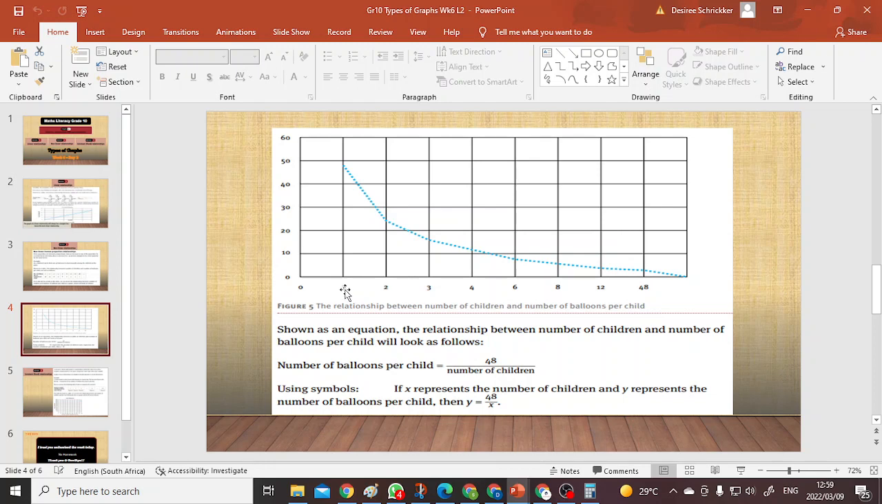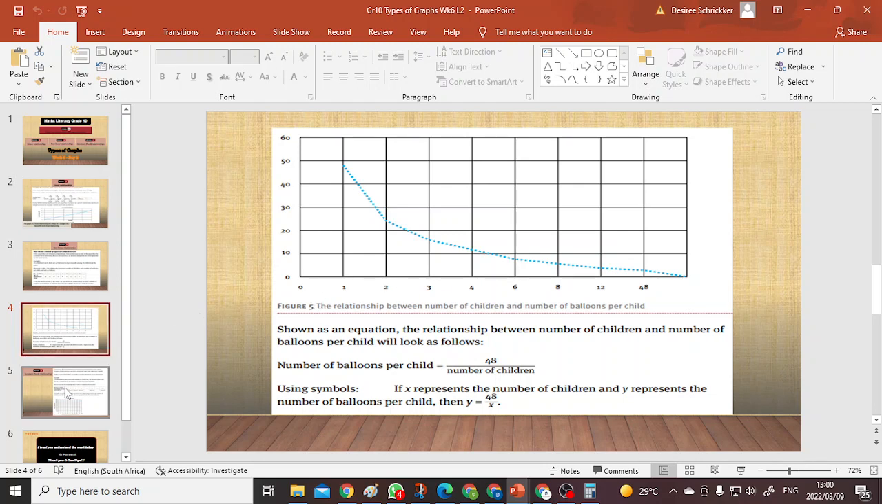So if one child comes, she'll get 48 balloons. If 2 children come, they will now get 48 divided by 2, which is 24. So each one will get 24. If 3 kids come, then they'll each get 16, because now it's 48 divided by 3. If 4 kids come, 12. Each one will get 12. So that is how it's decreasing. That is called an inversely proportional graph.